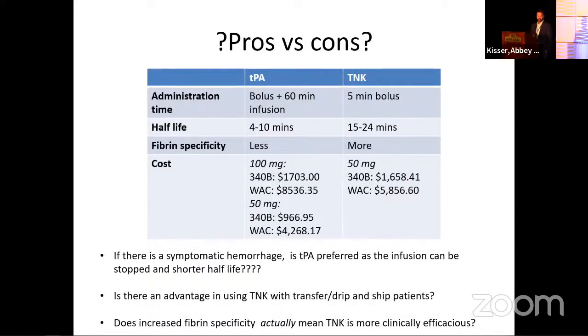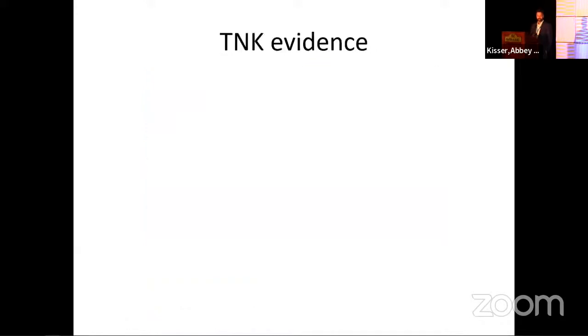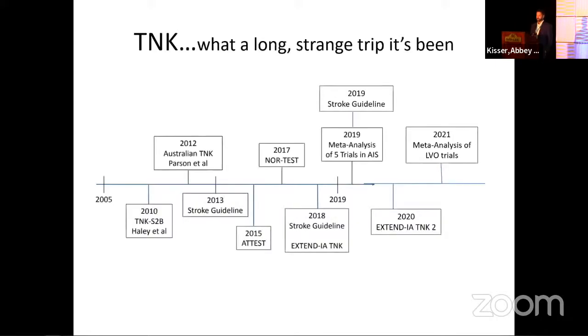Well, by the way, going back to the appeal, I talked about the half-life, but there is also the cost. So TNK may be cheaper. So what's the evidence in stroke?